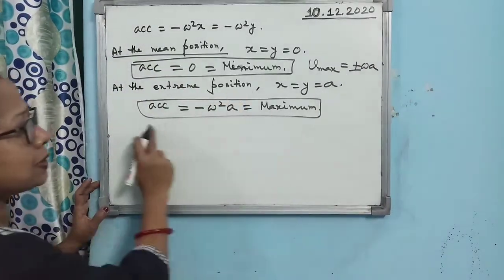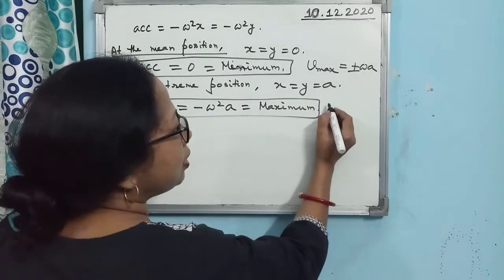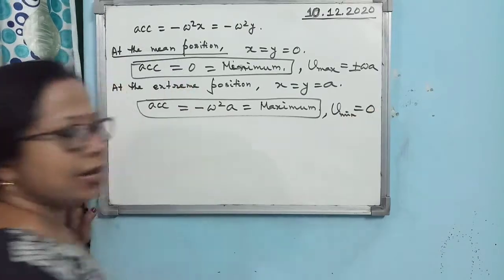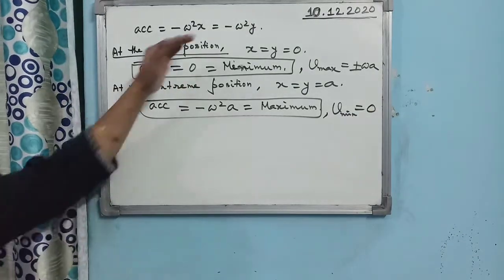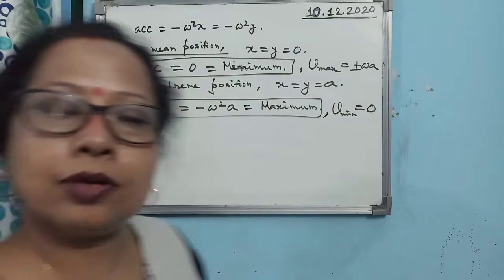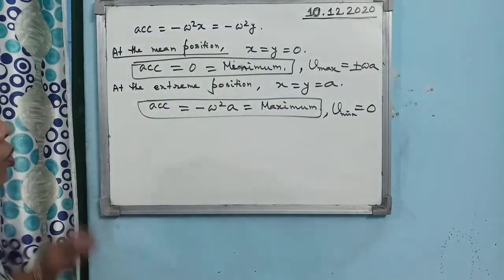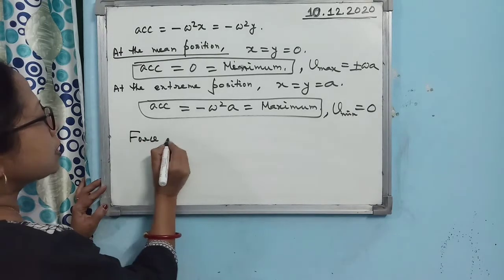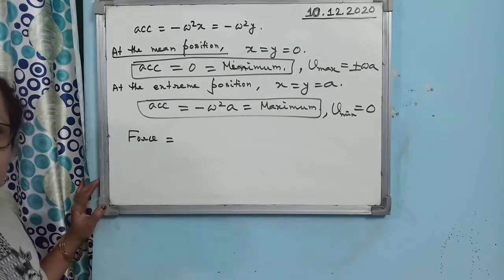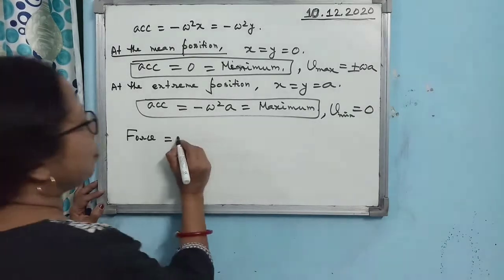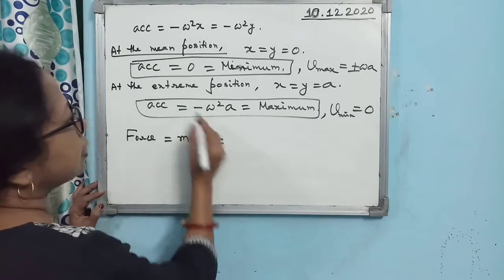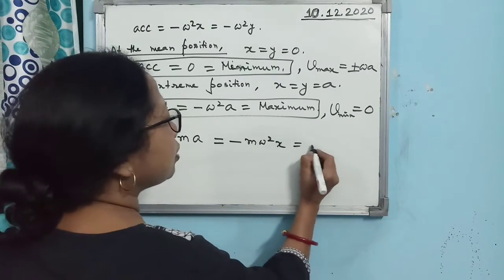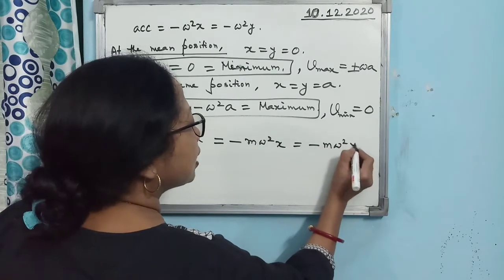And at the extreme position, acceleration is maximum, whereas velocity is minimum, it is given by 0. Alright, these are the important points you have to remember for solving the numericals also. So you see, what will be the force? Force will be mass into acceleration, isn't it? So it will be minus m omega square x, or you can write minus m omega square y.